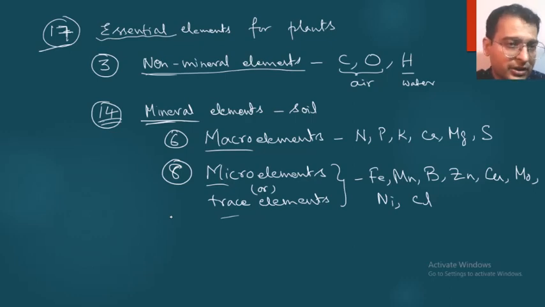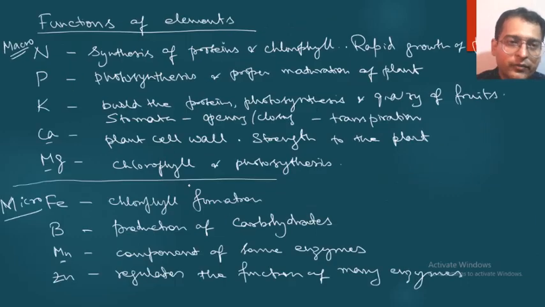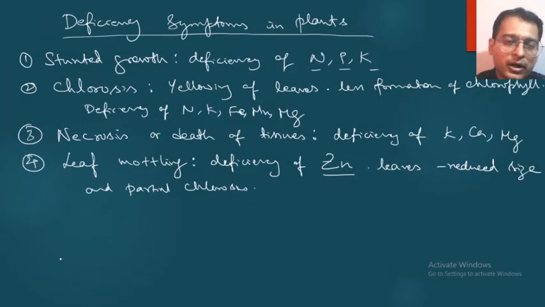Therefore, in today's class we have covered the different essential elements: 17 essential elements, 3 are non-mineral, 14 are mineral. The mineral elements fall into two groups, macro elements and micro elements. Then we looked into the functions of these elements: NPK, calcium, magnesium as macro elements, and under micro elements, iron, boron, manganese, zinc. We also looked into the deficiency symptoms in the plants.